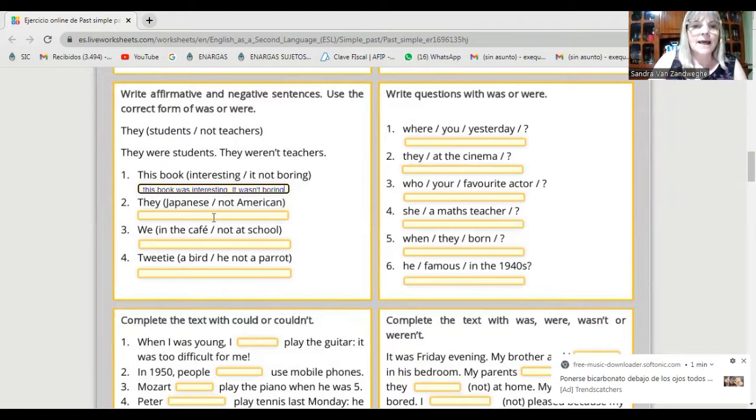¿Sí? They, Japanese, not American. Después ustedes lo van a seguir completando. They were Japanese, they weren't American. We were in the cafe, we weren't at school. Tweety, do you remember Tweety? Tweety was a bird. He, ok, lo toman he por el nombre. He wasn't a parrot.